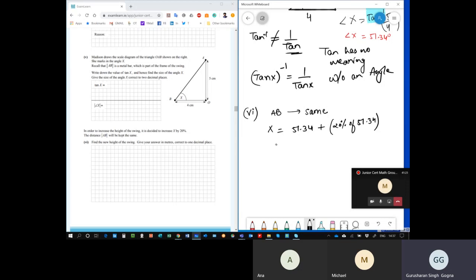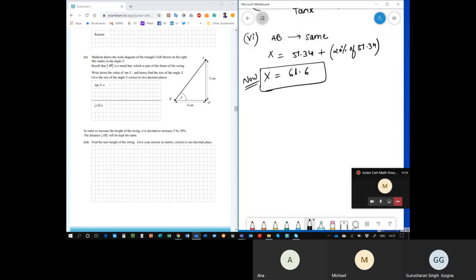So around 61.6. Okay, let's call this a new angle or new x. They're asking you to find out the new height. So if you draw a triangle again, the same triangle, and this time the angle is 61.6, and they want to keep AB as it is.